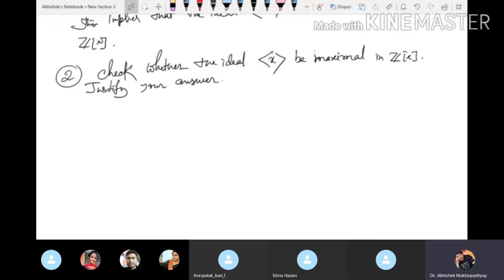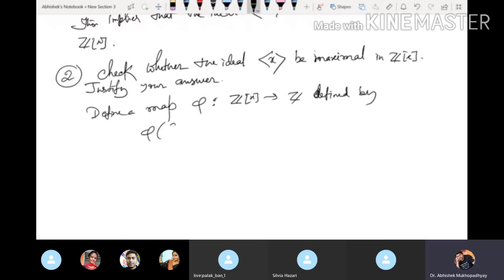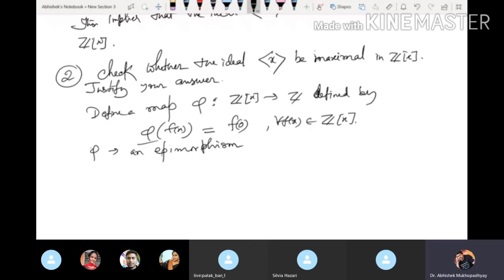So let us prove that. To solve this problem, just define a map phi from Z[x] to Z, defined by phi of f(x) equals f(0). That is, we are considering the evaluation homomorphism, evaluation at the point 0. So phi will be an epimorphism. That is, it is a ring homomorphism from Z[x] onto Z. Check.